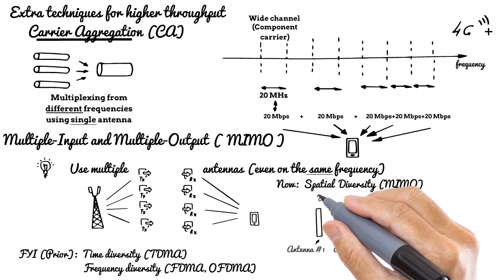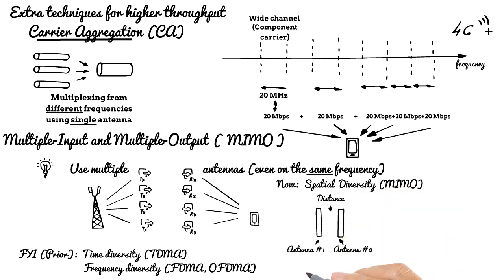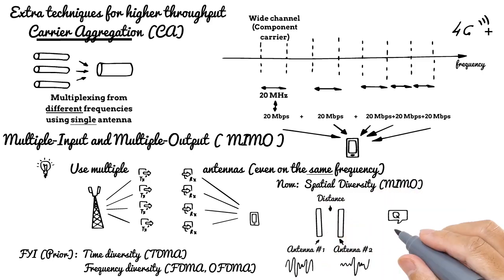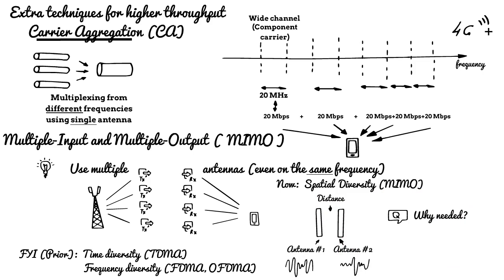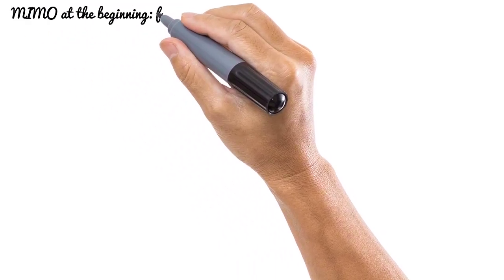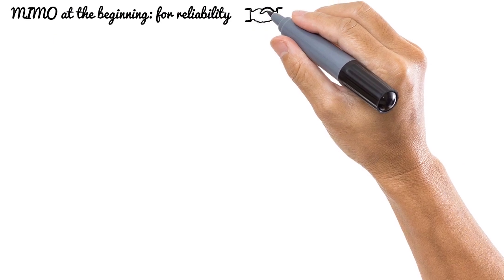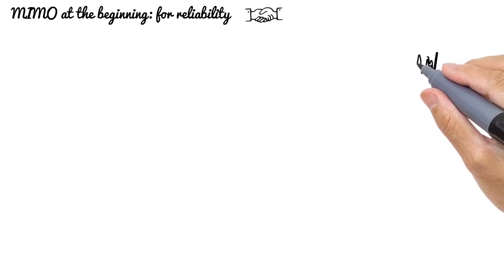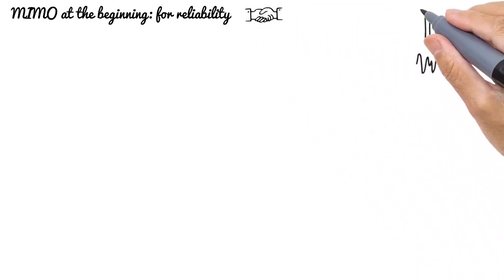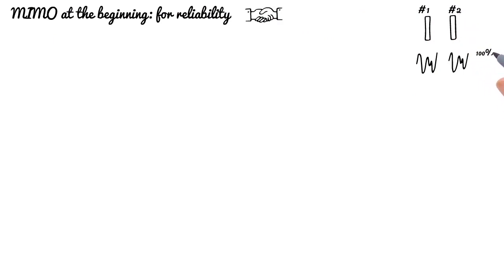Antennas are generally located at some distance from each other and send physically different signals. Why is it needed? Initially, it was made to increase chances to more reliably deliver data, completely duplicated by each antenna, by sending absolutely similar redundant data via both transmitter antennas.